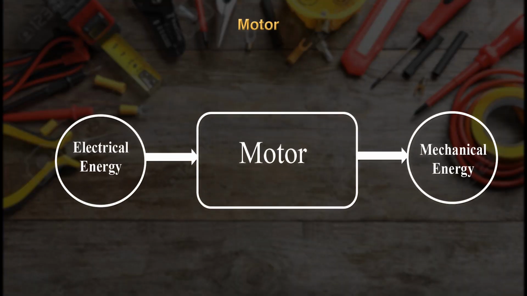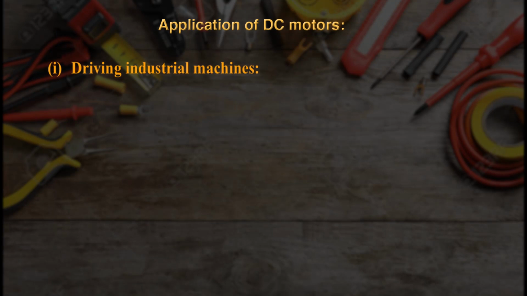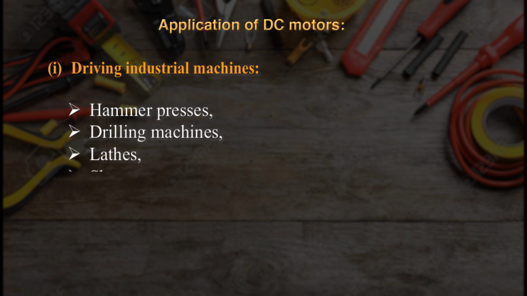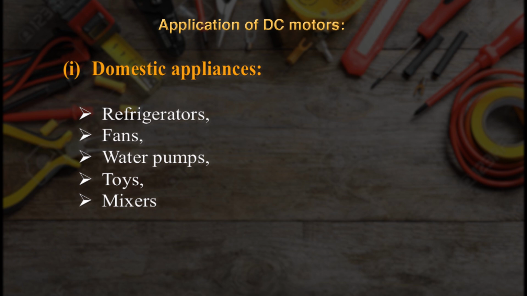Now we have to understand what a motor is. An electromechanical device or electrical machine that converts electrical energy into mechanical energy is called a motor. Electrical motors are used in two ways. First, driving industrial machines, for example hammer presses, drilling machines, lathes, shapers and blowers for furnaces. Second, domestic appliances, for example refrigerators, fans, water pumps, toys and mixers.